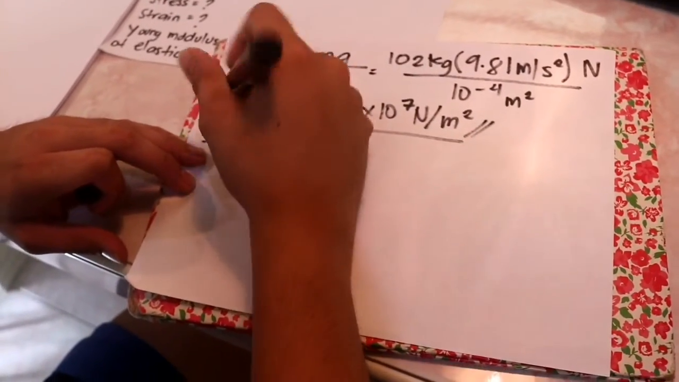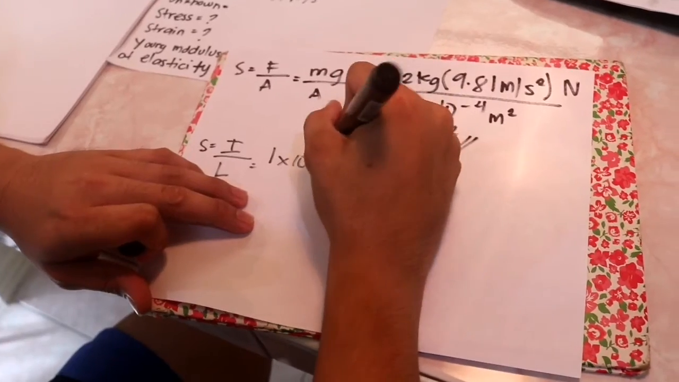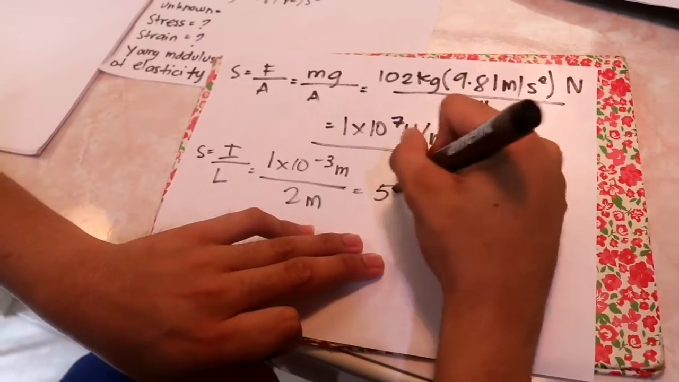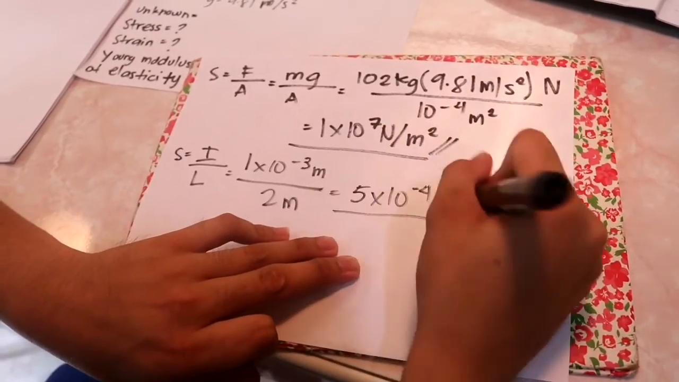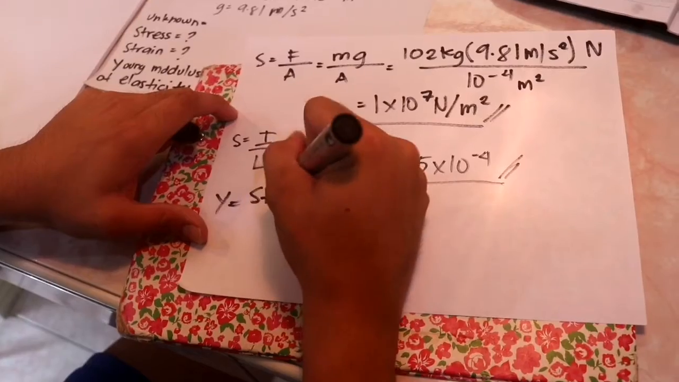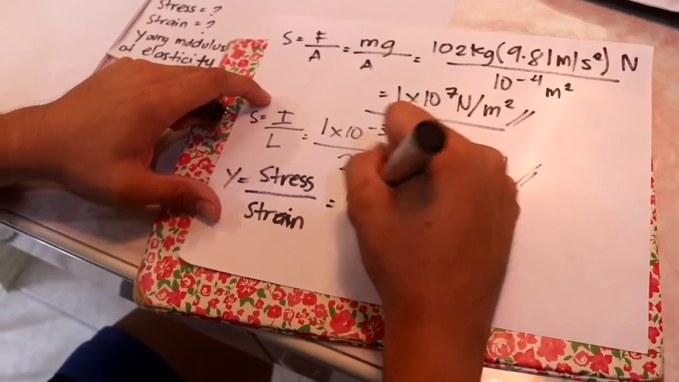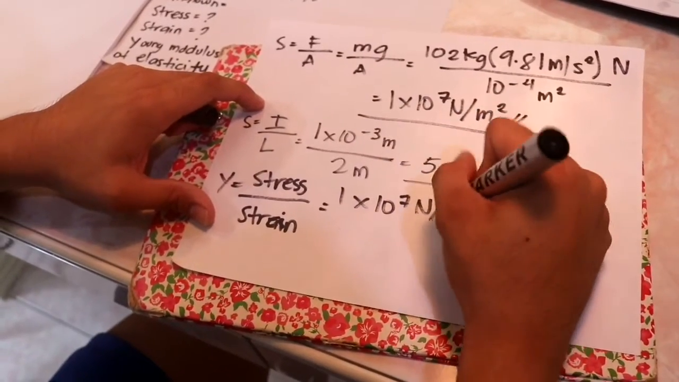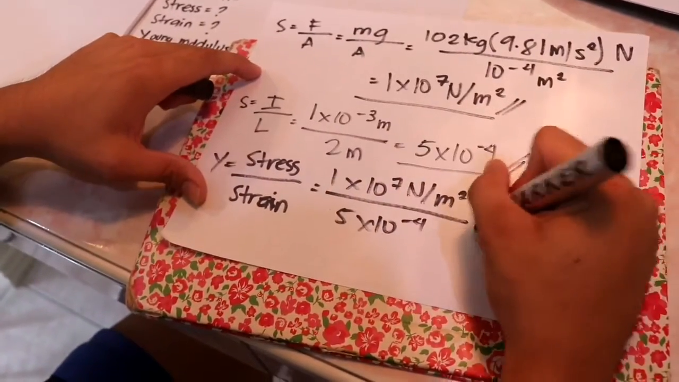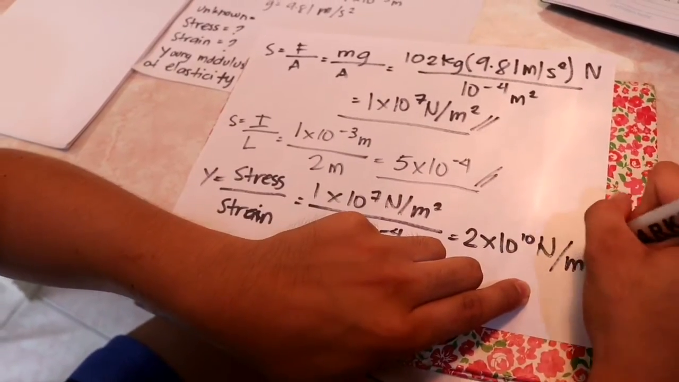For the strain, strain is equal to increased length over the length. So the increased length is 1 times 10 raised to negative 3 meter over 2 meter. The answer is 5 times 10 raised to negative 4. For Young modulus of elasticity, it is equal to stress over strain. The stress is 1 times 10 raised to 7 Newton per square meter over our strain, 5 times 10 raised to negative 4. So the answer is 2 times 10 raised to 10 Newton per square meter.